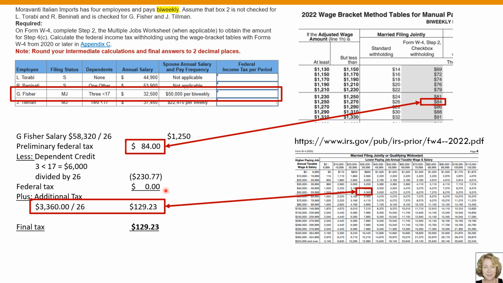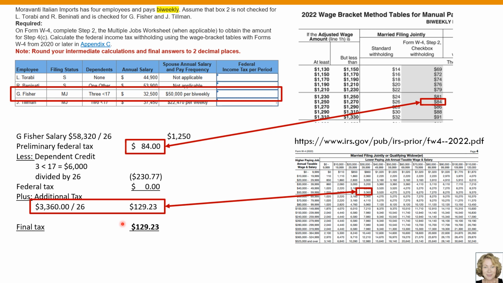Next, we'll look up the additional taxes on page 4 of Form W-4. I've added the link to the form right here as well, and it's also saved in the Canvas module for this part of Chapter 5. We find the intersection between lowest and highest, which is 3,360, which we then divide by 26, to arrive at the biweekly amount of $129.23, which is the final tax.